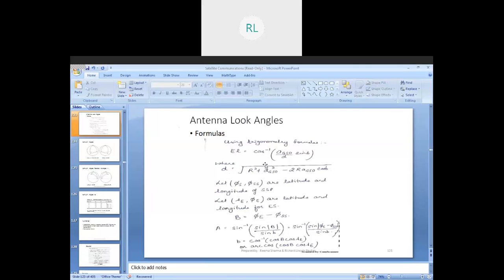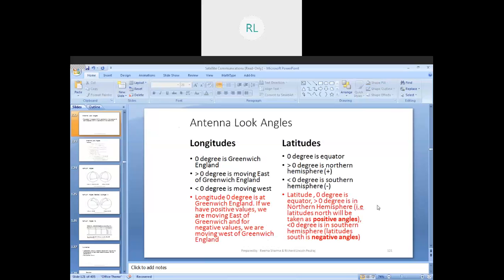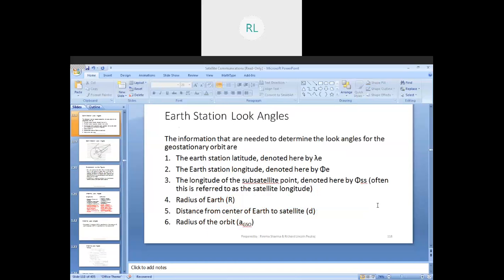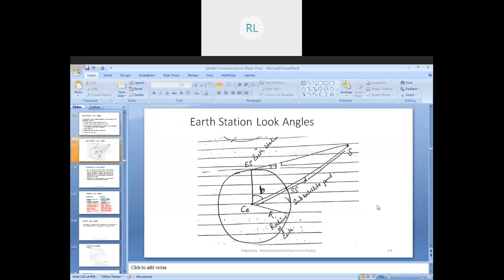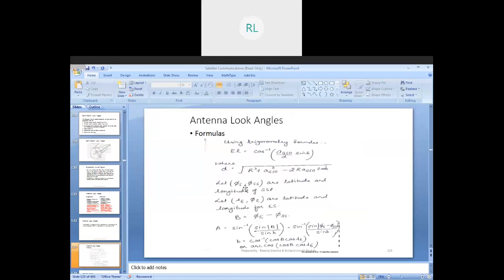Where d, the distance from the center of the earth to the satellite, has another formula: square root of r square plus AGSO square minus 2 times r AGSO into cos b, where r is your radius of the earth. You should remember all of these terms which we talked about: lambda e, phi e, phi ss, r, d, AGSO. These are important parameters to find out the look angles.